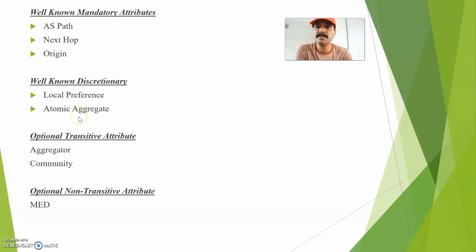The first is the BGP well-known mandatory attribute. This attribute is always present in the BGP table. That is the reason we call this a well-known mandatory attribute. These are the AS path, next hop and origin.